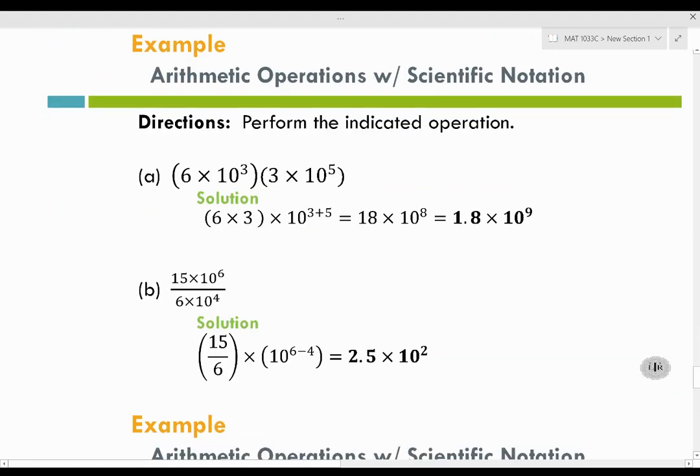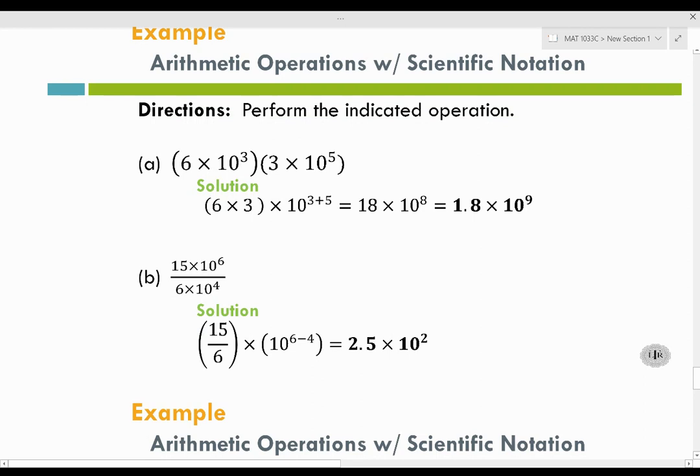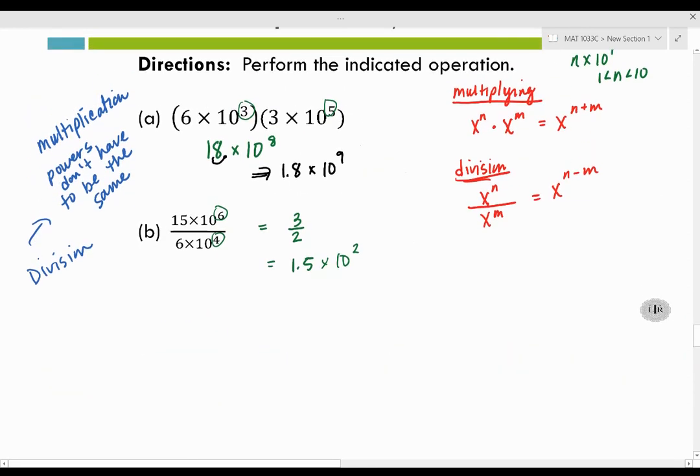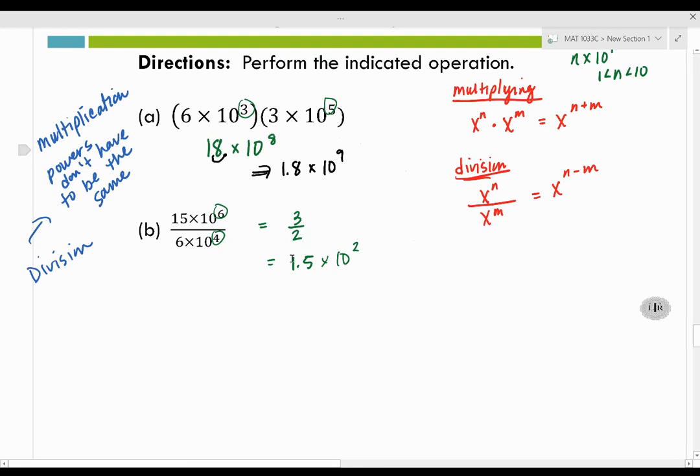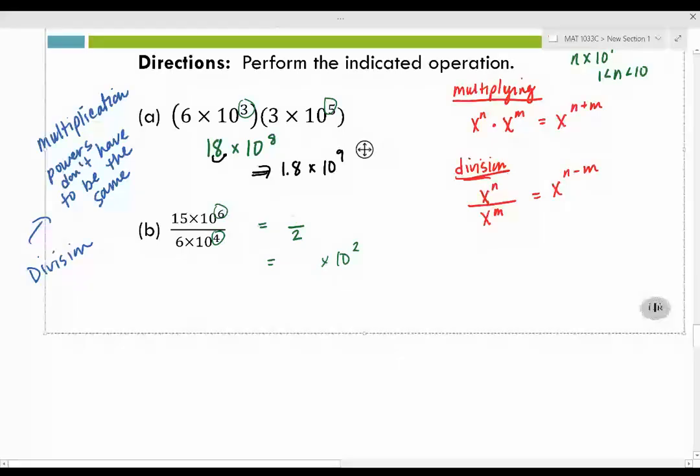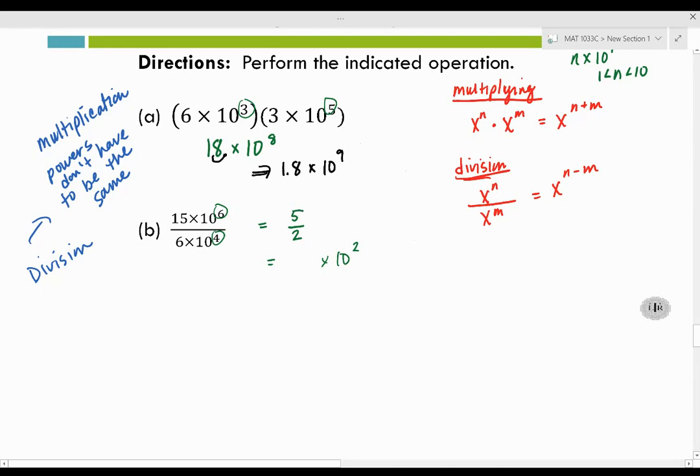Yep, 1.8 times 10 to the 9th, and 2.5. Let's see. Oh, yep, I'm tripping. That is 2.5. 15 is divisible by 3. Oh, it's 5. Sorry, guys. This is a 5. It's all right. Teachers make mistakes too. 5 divided by 2 is 2.5. There we go. 2.5 times 10 to the second power. Cool.